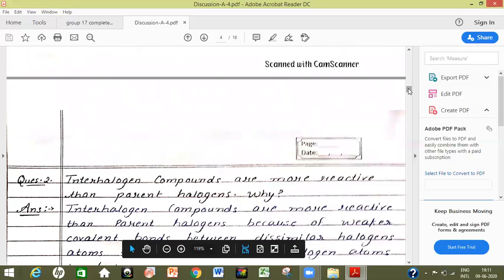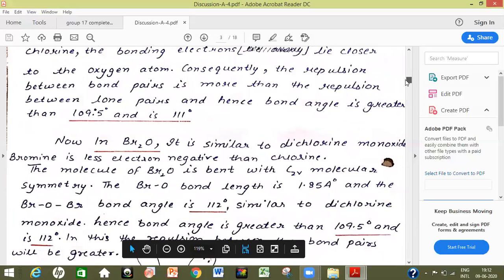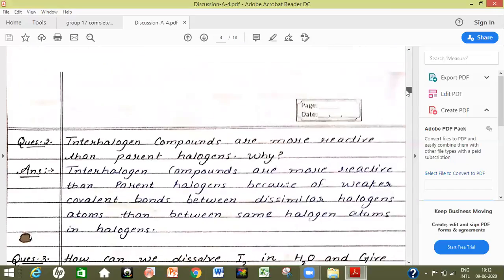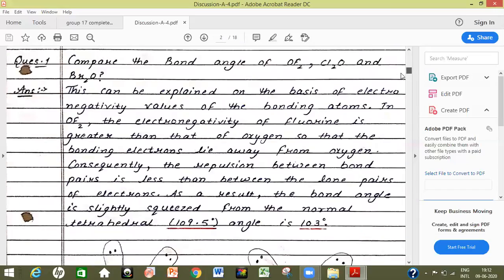This student has attempted this question in the right way. The explanation I have already discussed with you. This is the explanation which she has written here.